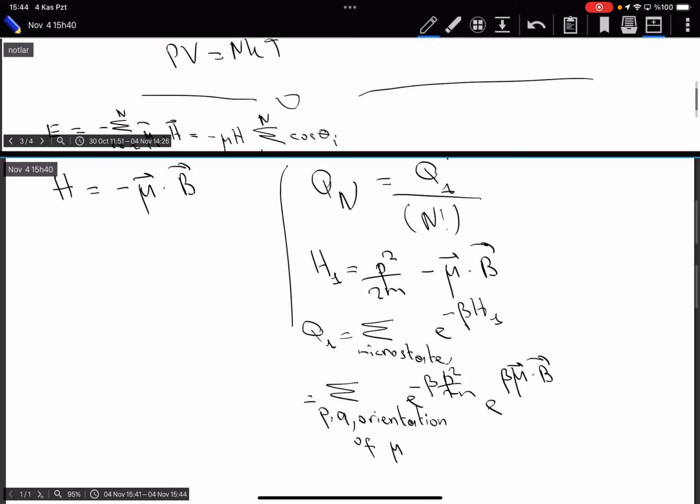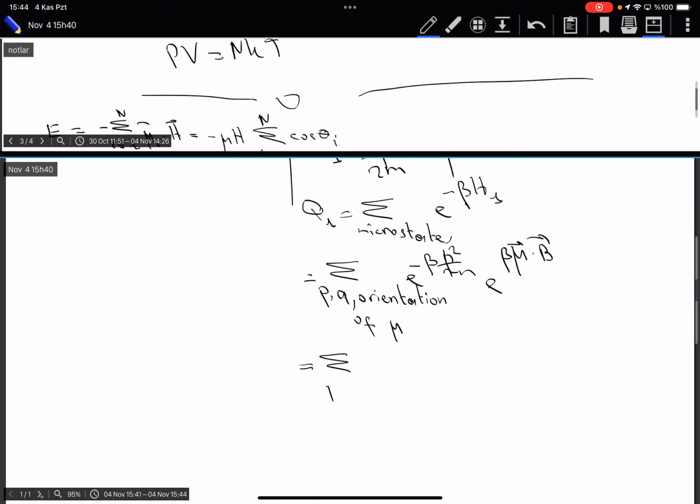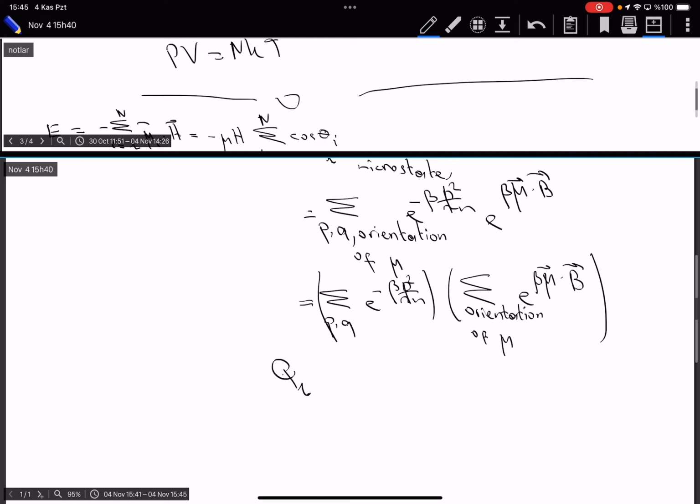But you see now, these summations over p and q and the summation over the orientation of the magnetic dipole moment, we can separate them. And so the single particle partition function will be separated: the single particle partition function corresponding to translational degrees of freedom, and the single particle partition function corresponding to the magnetic dipole moment.